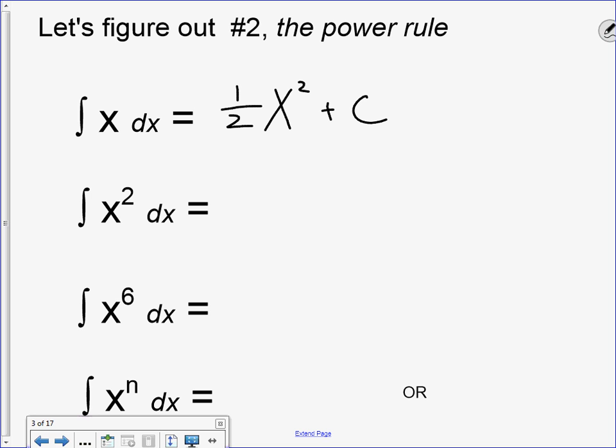All right, take a second, try to figure out what the antiderivative of x squared is. Figure out the function whose derivative is just x squared. Give them a minute. Well, I know you know how to do it. Don't worry, you guys, the rest of you are going to get it fast too after you see the pattern.